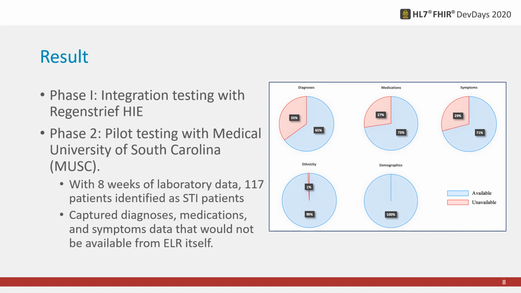In the first phase, we worked with Regenstrief HIE for integration testing. And in the second phase, we worked with the Medical University of South Carolina to deploy the Pacer platform and run for ECR results. With 8 weeks of lab data, 117 patients were identified as STI patients. We were able to capture diagnosis for 65% of patients, medication for 73% of the patients, and symptoms for 71%, and for some demographics, we were able to get 99% of the patients.